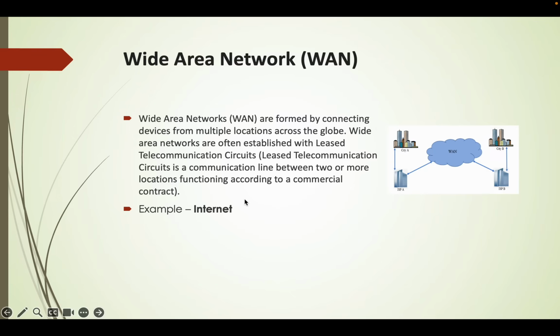So a wide area network is larger than the metropolitan area network because the area covered by the wide area network is very large compared to MAN. Like in the case of the internet, via the internet we are able to communicate across multiple cities, regions, or countries. So this is a very vast area of network. That is the reason it is known as wide area network.